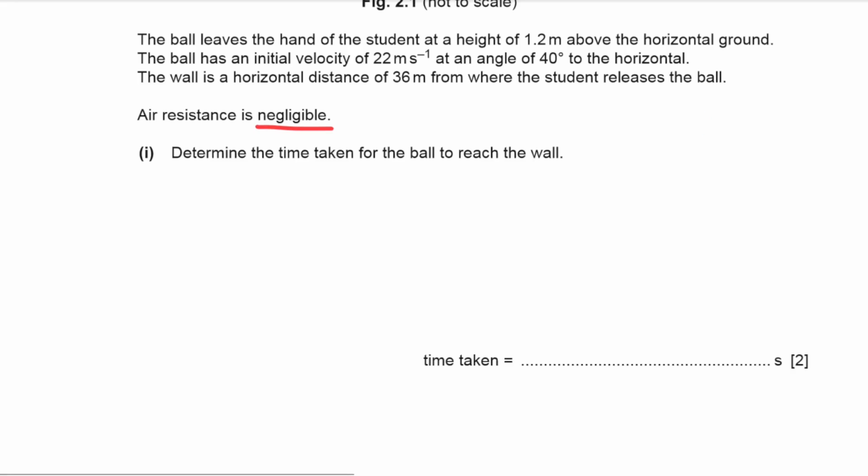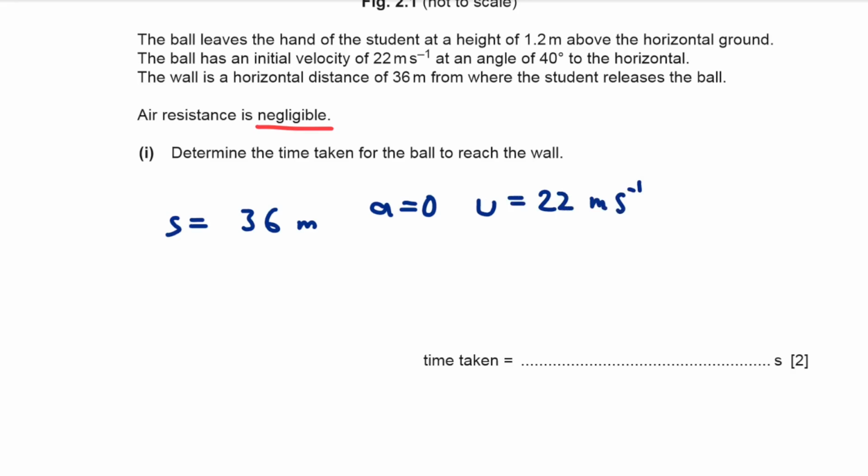Okay, so we're just going to use uniform velocity to find the time taken. So we have S equals 36 meters, which is given. We know the acceleration is 0. A is going to be 0. And we know that the horizontal velocity, x velocity, is going to equal 22 meters per second times the cosine of 40 degrees.